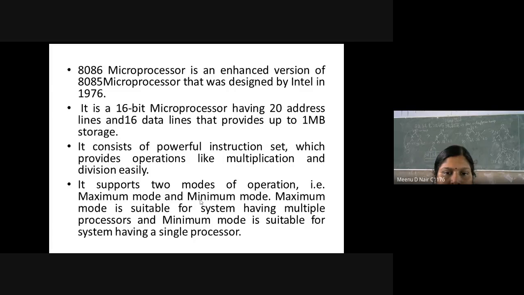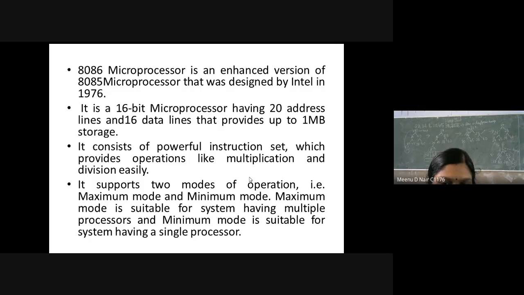Then, same as your 8085, this one also has a powerful instruction set. In the 8085 the most common operations are addition and subtraction only, but multiplication and division you can easily carry out in this 8086. That is one of the additional advantages of this 8086.